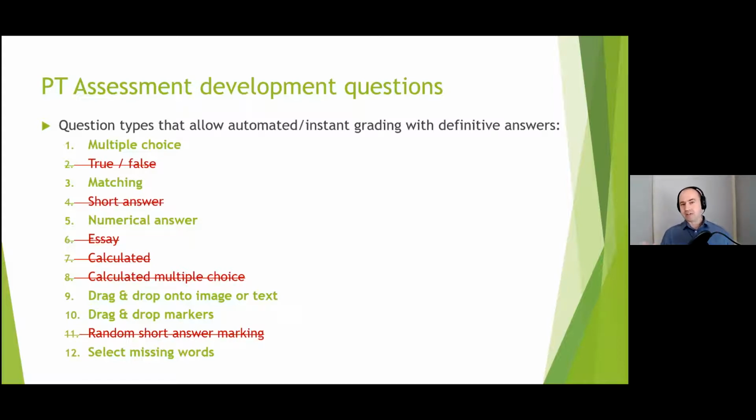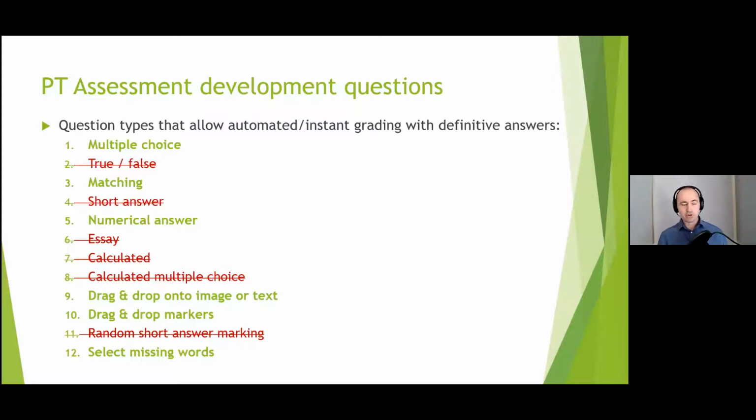Now, there's 2 options for calculated questions. Calculated questions then becomes more about checking their ability with mathematics rather than actually the knowledge they would need to know. So we removed those. And then random short answer marking, it's similar to short answers. You have to come up with all of the possible options that could ever be answered for that question. And so it creates too much obscurity around what the answer might be. So it leaves us with 6 options. And so those are the 6 question options that I used to develop the quiz that I've explained to you already.